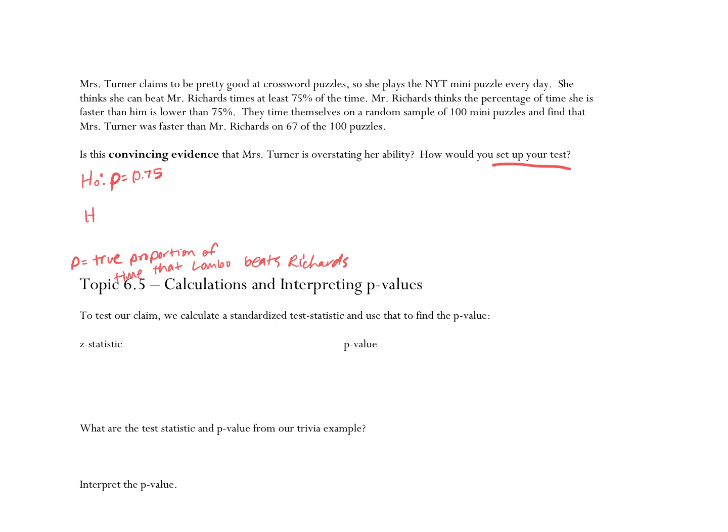Our alternative is what we want to show at the end. So the big key here is: is there convincing evidence that she is overstating her ability? So what are we trying to show? She's less successful than 75% of the time, right? So p is less than 0.75.